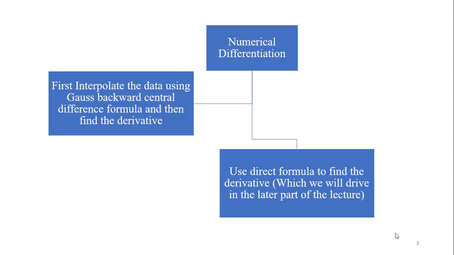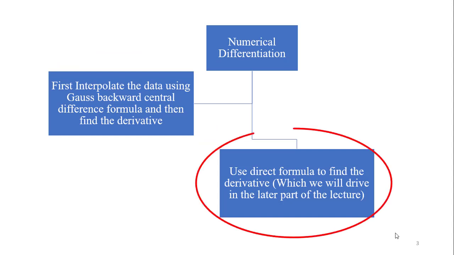The other way is that first we will construct a formula to find the first order derivative, second order derivative, and then we can use directly that formula to approximate the rate of change of the given data.